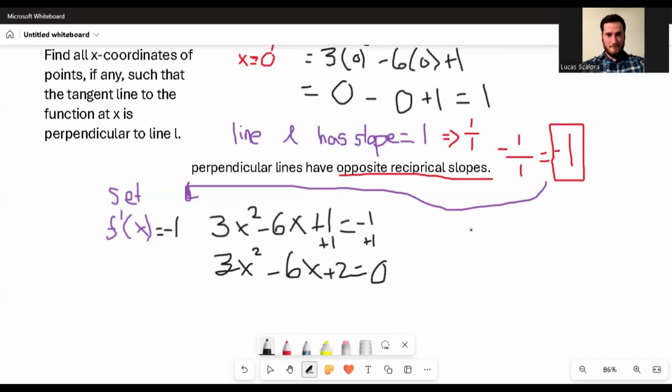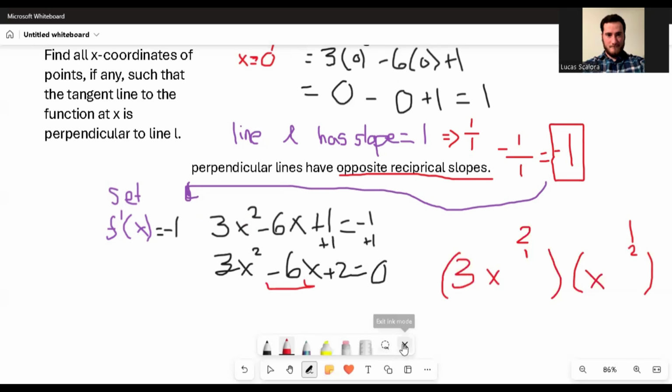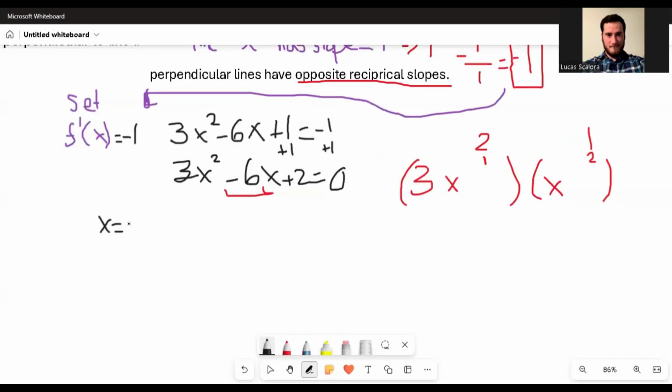You can try to factor this. You can try all you want. It's not going to work. So we're unable to factor it, and we have to use the quadratic formula. Recall that x is negative b plus or minus square root of b squared minus 4ac, all over 2a, where a, b, and c are the coefficients of x squared, x, and the constant, respectively.